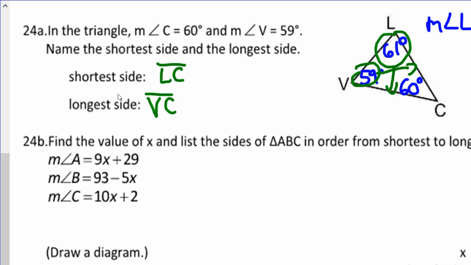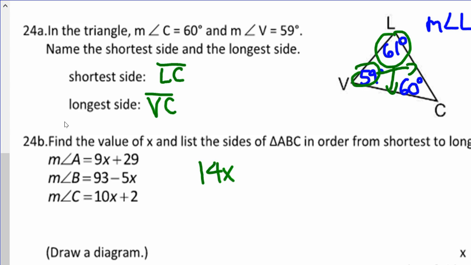All right, 24B. Find the value of x and list the sides of ABC in order from shortest to longest. So we're given the measurement of the three angles, but they all have a variable involved. But what's the sum of all three angles in every triangle? 180 degrees. So let's combine the terms. We have 9x, negative 5x, that gives us 4x, plus 10x gives me 14x.